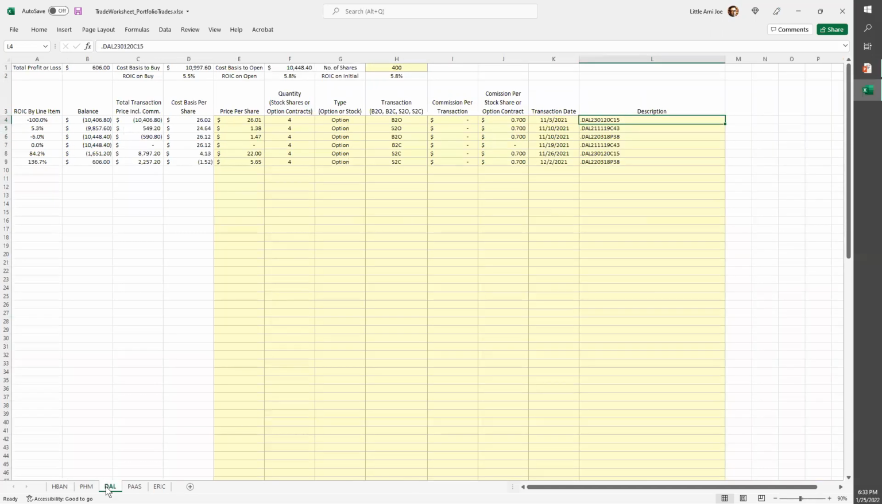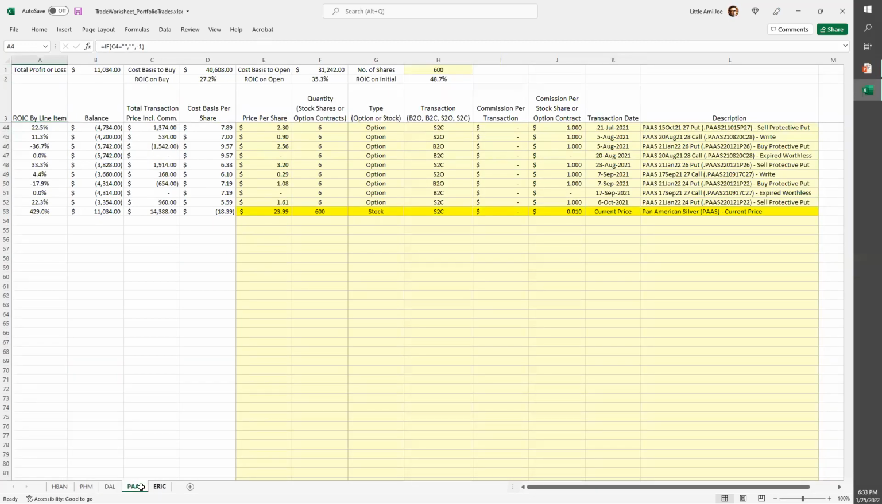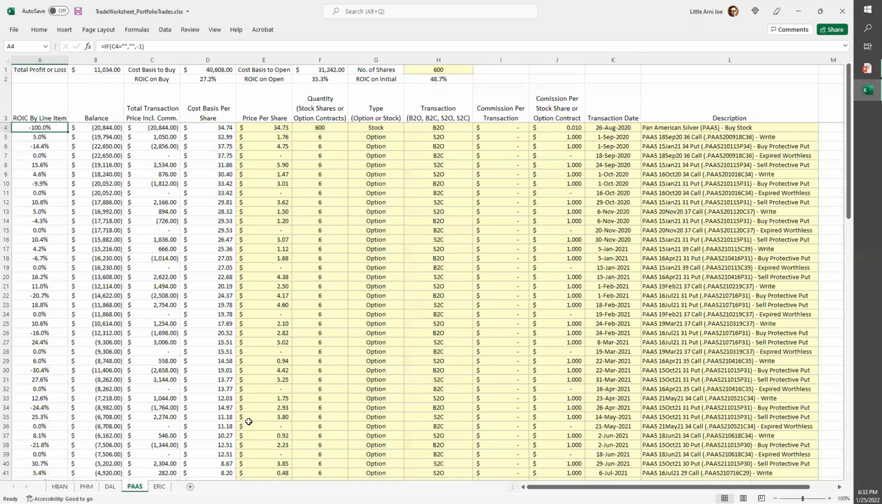Got some Delta Airlines, but I want to show you this one on PAAS, and that's on the watch list, Pan American Silver. And you notice I've been running this trade for months. I started this all the way back in 2020, and this position is still in full effect. That's how cool. Sometimes you get one of these. It's very rare. But I started off buying 600 shares of stock.